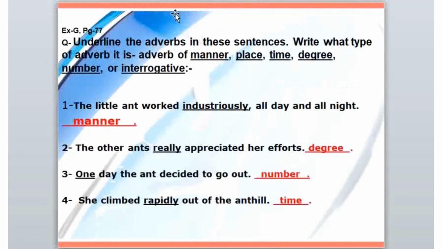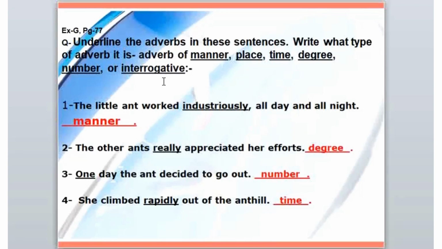Now students, open page 77, exercise G. The question says, underline the adverbs in these sentences. Write what type of adverb it is. And in the question they have given you these kinds. The kinds are adverb of manner, place, time, degree, number, interrogative, or frequency. Number is when in a sentence they're talking about number. We will be considering it as the adverb of number.